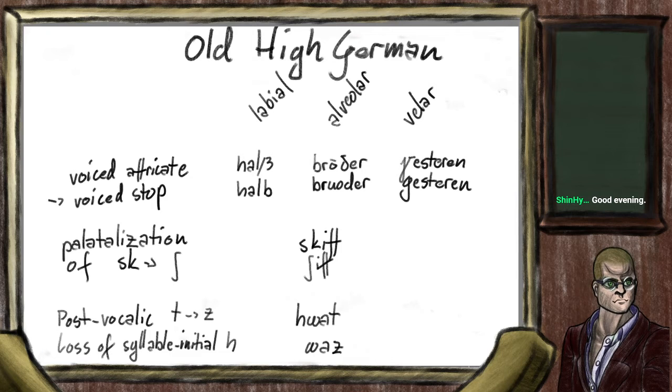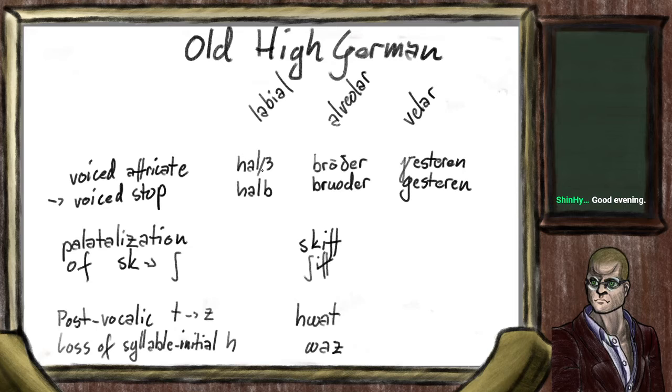Then still in High German, we have voiced affricates becoming voiced stops. In general, voiced affricates disappeared in all Germanic languages. This beta, so a Greek B, this is like an F but voiced. So you make it with your lips and it is voiced. V. So originally a half would be halv.